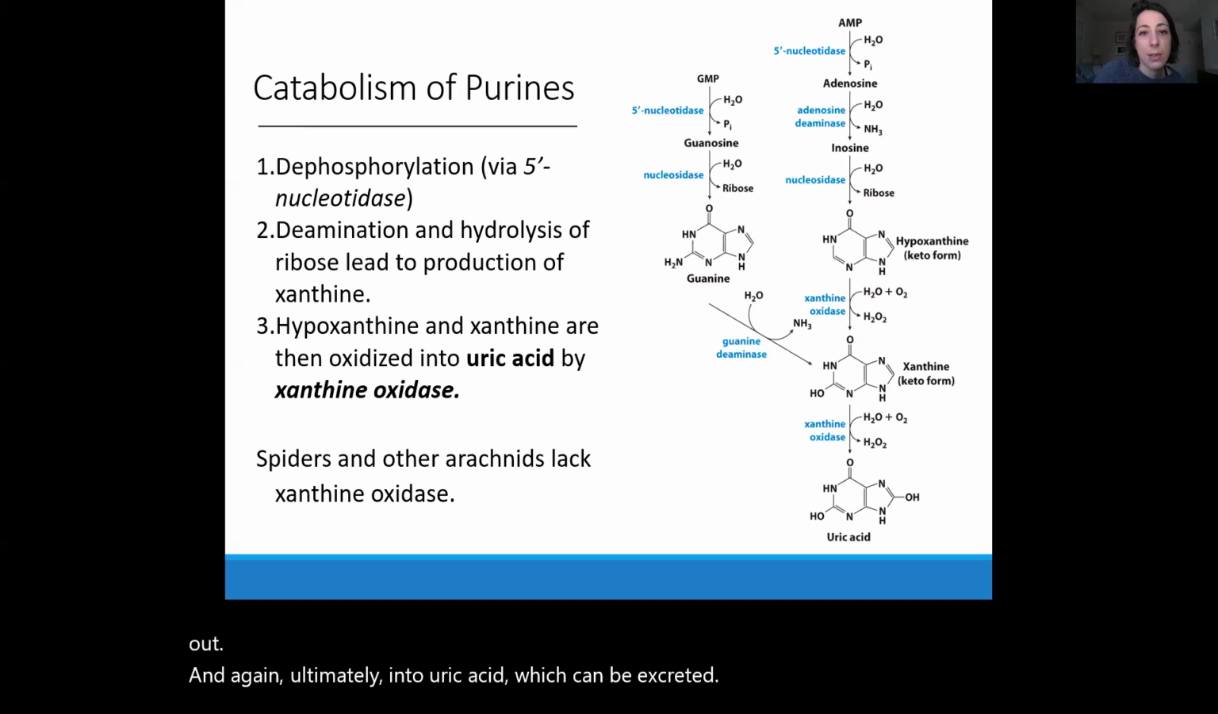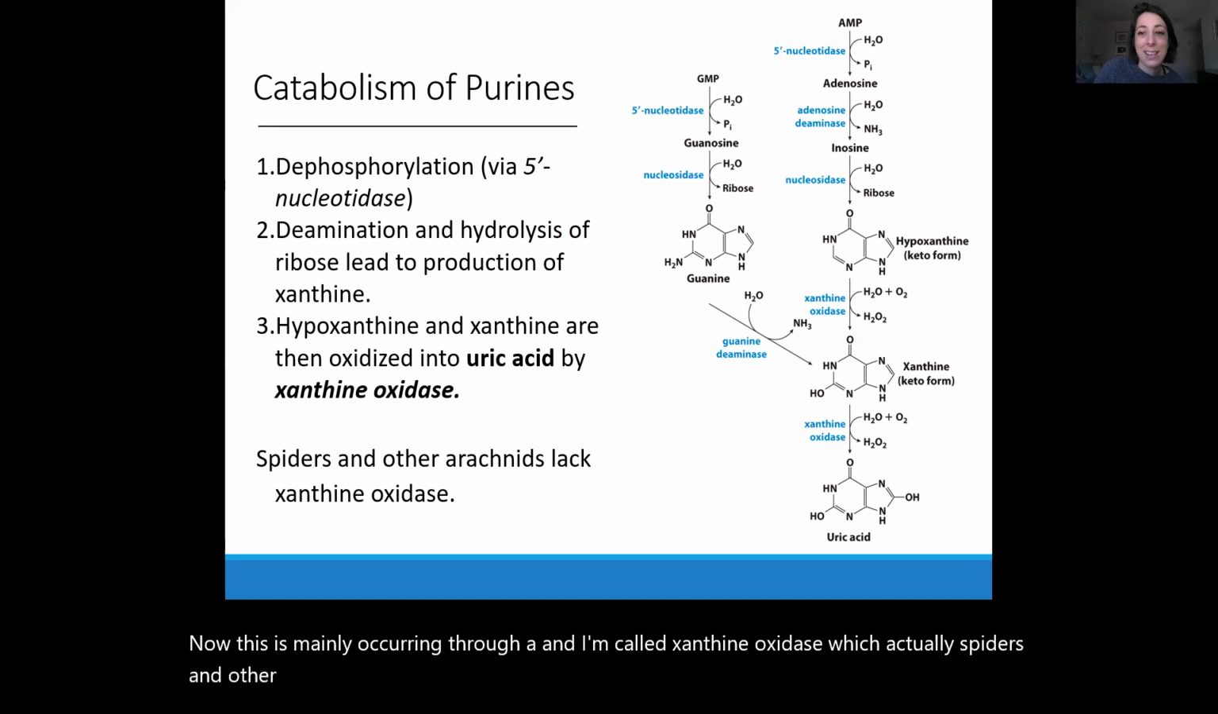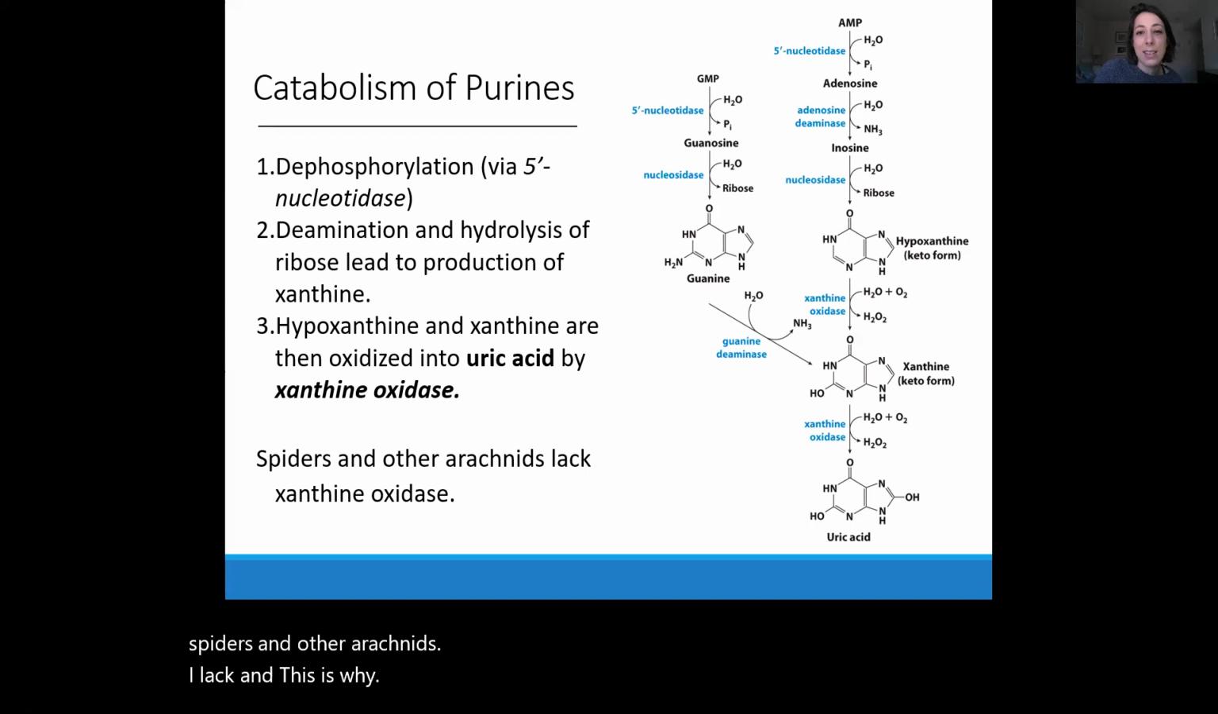Now, this is mainly occurring through an enzyme called xanthine oxidase, which spiders and other arachnids actually lack. This is why their uric acid form can't be produced in these animals. So some fish, for example, will actually excrete more nitrogen as ammonia than as urea.